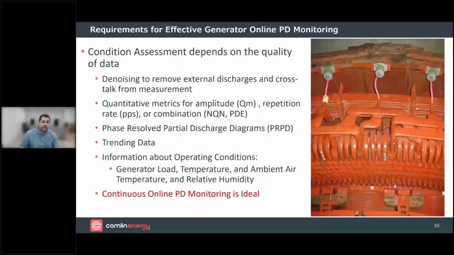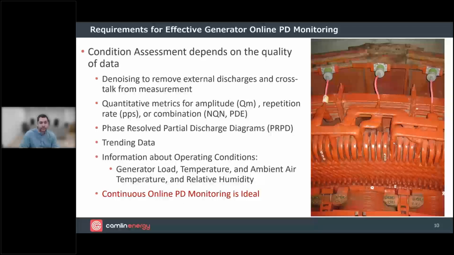So condition assessment depends on the quality of the data. So we're very focused, some of these points have already been mentioned, but denoising to remove external discharges or crosstalk in measurement, and also to have good quantitative metrics for trending data. The phase resolved PD diagram is very important for identifying certain defect types and trending the data. We want to look at trends over time.